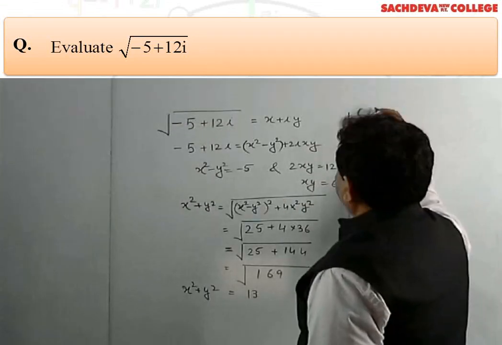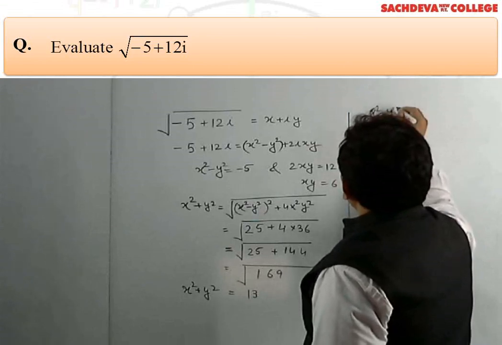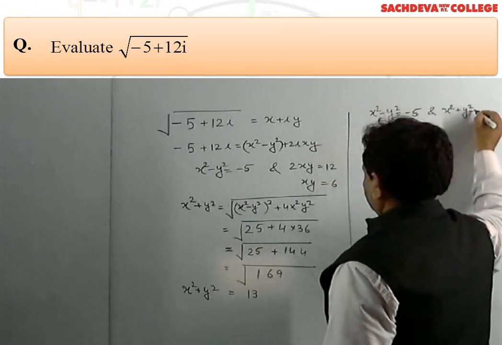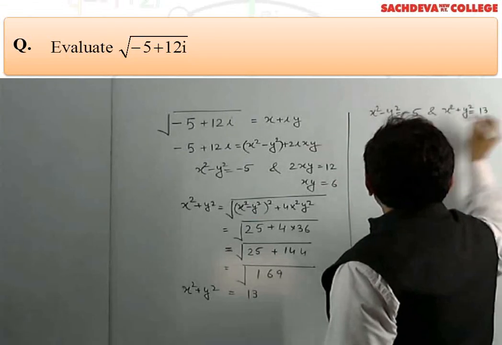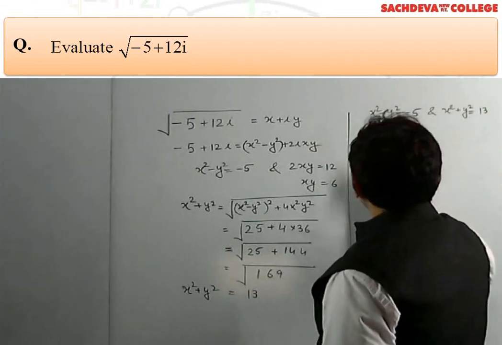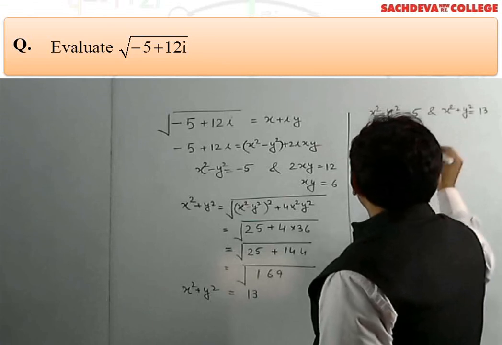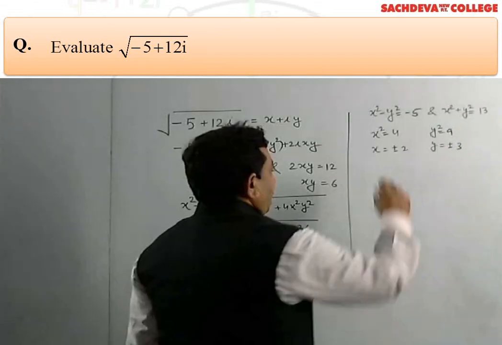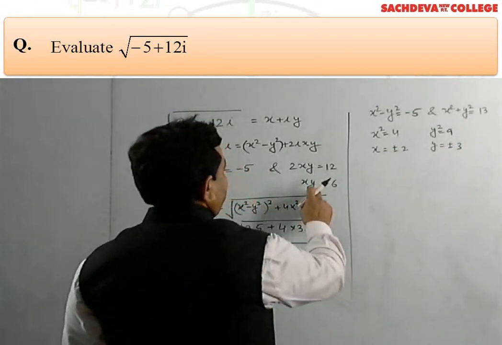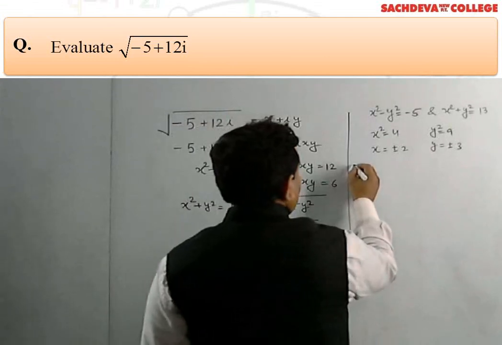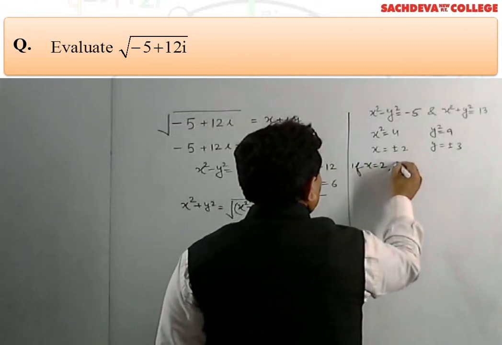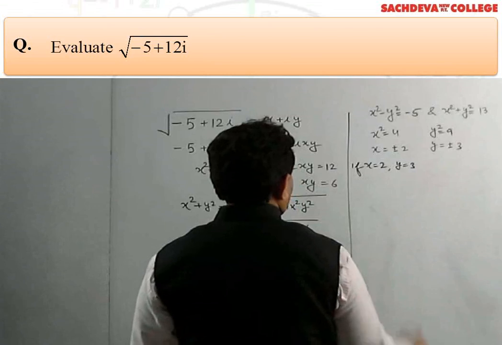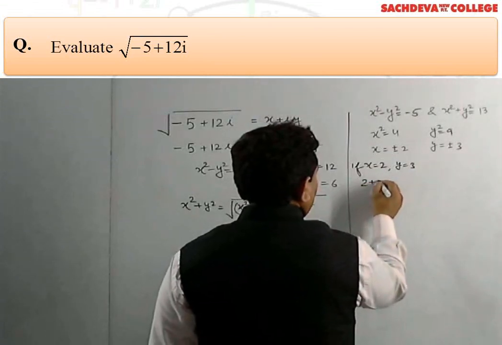Now on solving, x square minus y square is equal to minus 5 and x square plus y square is equal to 13. We find x square will be equal to 4, so x will be equal to plus minus 2, and y square is equal to 9. It means y will be equal to plus minus 3. Now because the product of x and y is positive here, if x is equal to 2, then y will be equal to 3. So the square root of this complex number will be 2 plus iota 3.